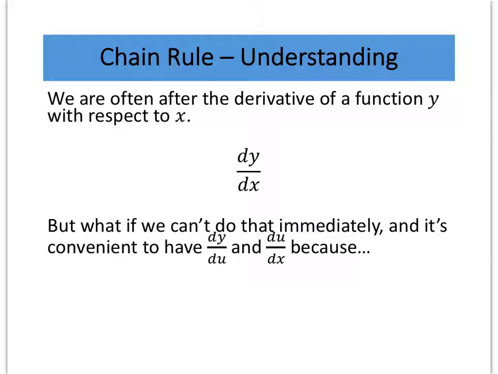What if we don't have all of the pieces? It would be really convenient to have dy du and the derivative of some other function u with respect to x, because dy du times du dx, notice that this and this are the same, and when we multiply we can cancel things out like that, and so I get dy dx.